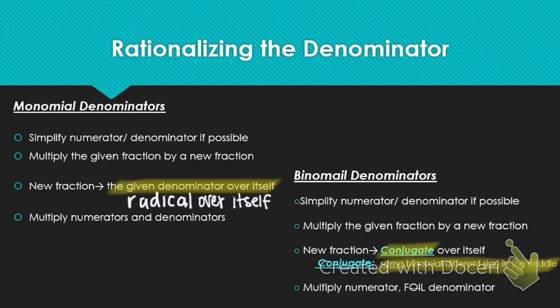Now you'll notice if you look really closely at FOIL, I crossed out the O and the I. So really when we FOIL the denominator, we're only going to have to multiply the first terms and the last terms. And we'll look at why here in just a minute.